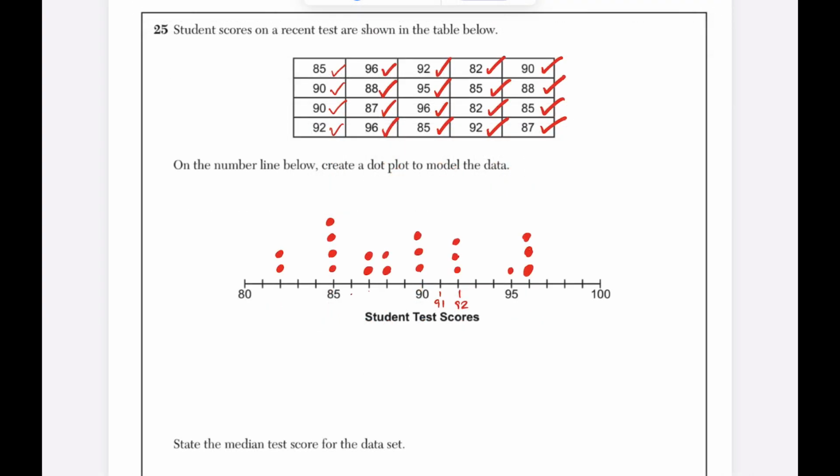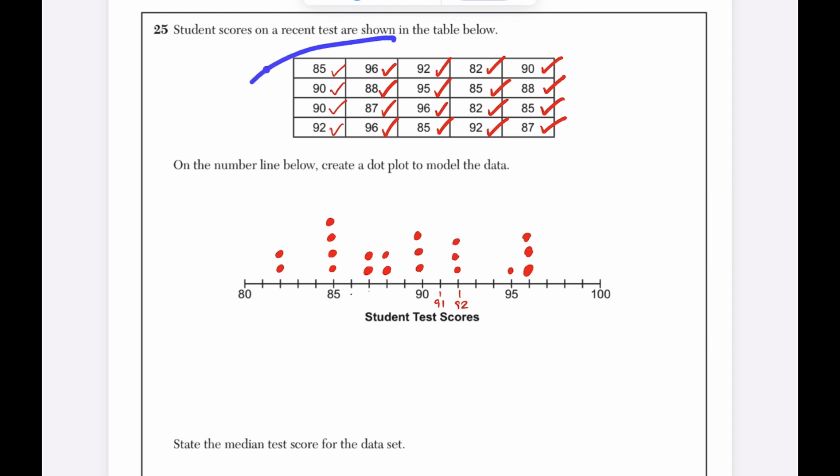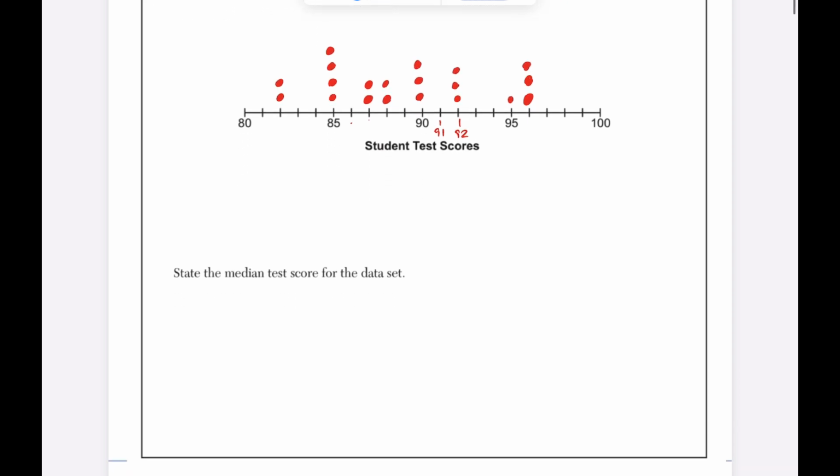Now we have our complete dot plot, and you do always want to do a quick check that the number of dots you have here on the dot plot is the same as the number of data values that you were given on the table. All right, so this is correct, and this would already get us 1 point on number 25, but of course we want full credit. So we're going to go on and answer this second part of question 25, which asks us to find the median test score for the data set.